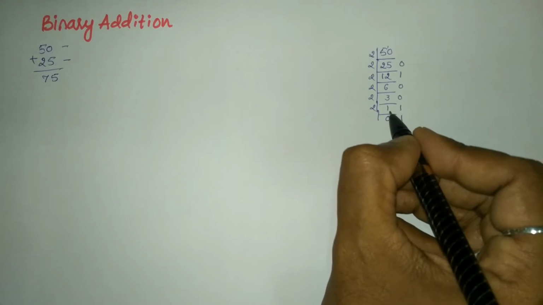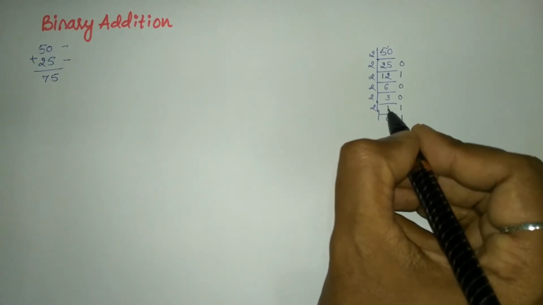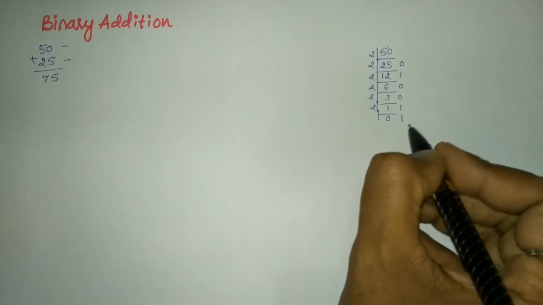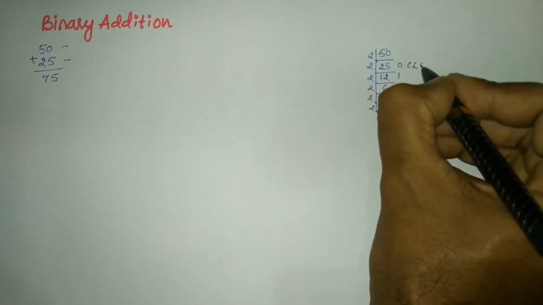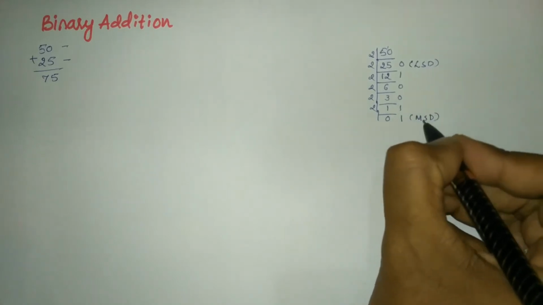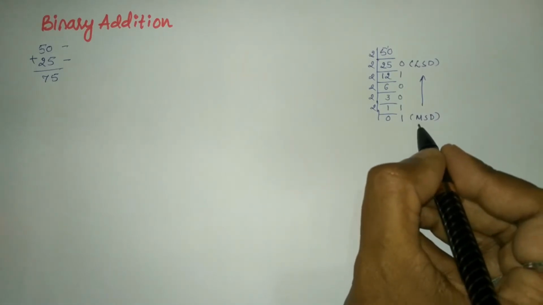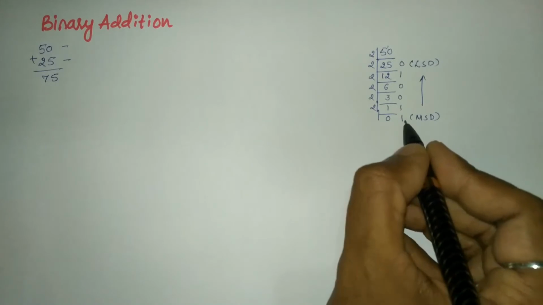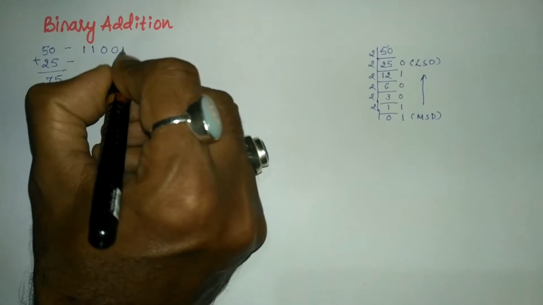As per the basic mathematical rule, when the numerator is less than the denominator, the numerator acts as the remainder and the quotient will become 0. Here the first remainder will be called the least significant digit and the last remainder will be called the most significant digit. So we have to write the binary equivalent of the number from most significant digit to least significant digit. Now let us write 50 as 1 1 0 0 1 0.